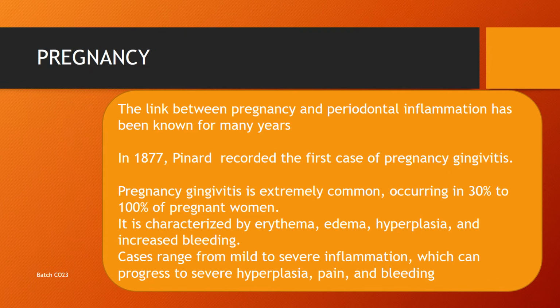So next, coming to the next stage, that is pregnancy. The link between pregnancy and periodontal inflammation has been known for many years. In 1877, Pinard recorded the first case of pregnancy gingivitis. Pregnancy gingivitis is extremely common, occurring in 30% to 100% of pregnant women. It is characterized by erythema, edema, hyperplasia, and increased bleeding. Cases range from mild to severe inflammation, which can progress to severe hyperplasia, pain, and also bleeding.